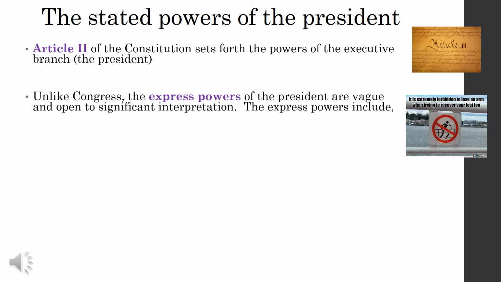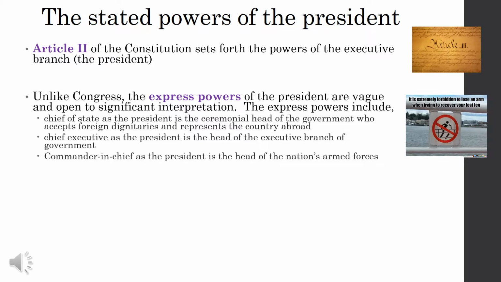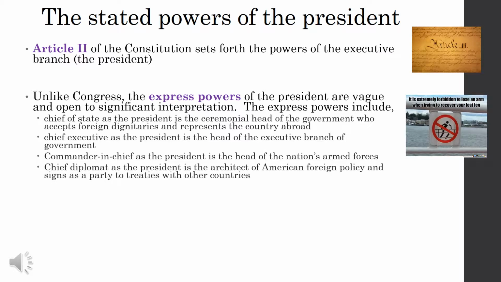The express powers include Chief of State, as the President is the ceremonial head of the government who accepts foreign dignitaries and represents the country abroad. Chief Executive, as the President is the head of the executive branch of government. Commander-in-Chief, as the President is the head of the nation's armed forces. And Chief Diplomat, as the President is the architect of American foreign policy and signs as a party to treaties with other countries. That's it. No 27 express powers here.